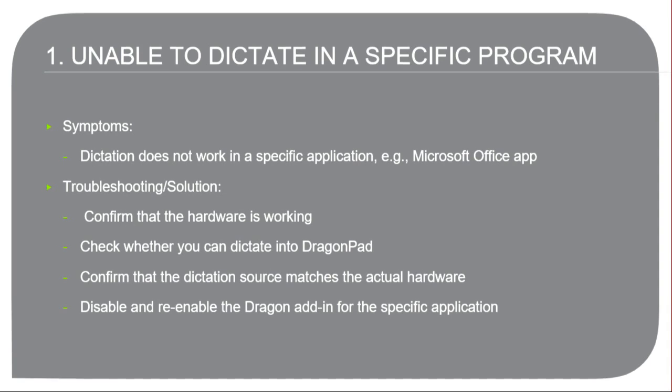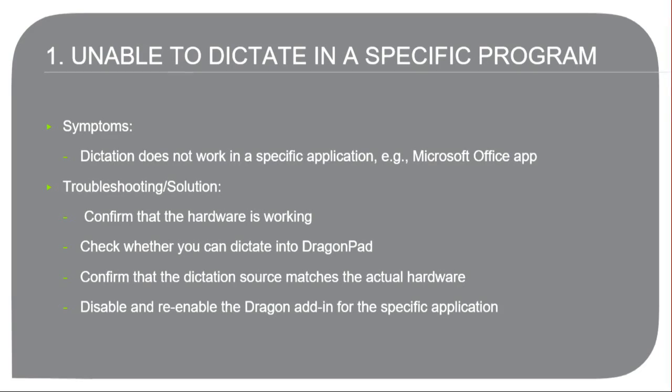First of all, check that the hardware is working and make sure that your audio system is working, that you can actually get audio into the system separate to the Dragon environment. Check then whether you can dictate into DragonPad. DragonPad is the built-in word processor that comes with Dragon. And third, check that the dictation source, this is where you tell your profile you're actually dictating from, is actually the same as the hardware that you're talking into.